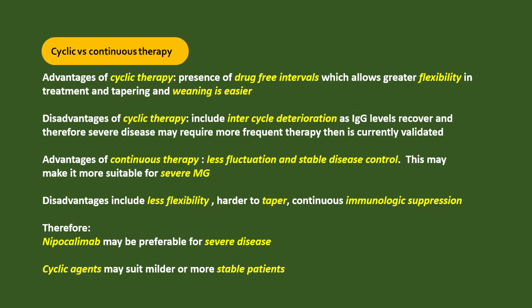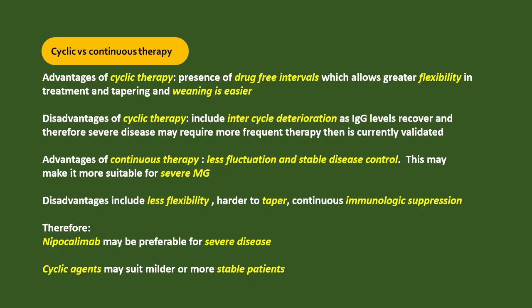Cyclic versus continuous therapy. Advantages of cyclic therapy are presence of drug-free intervals, which allows greater flexibility in treatment, and tapering and weaning is easier. Disadvantages of cyclic therapy include intercycle deterioration as IgG levels recover, and therefore severe disease may require more frequent therapy than is currently validated. Advantages of continuous therapy are less fluctuation and stable disease control.